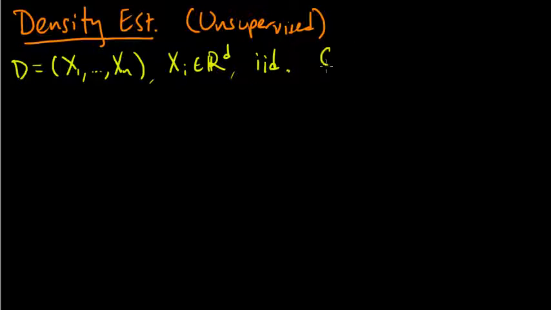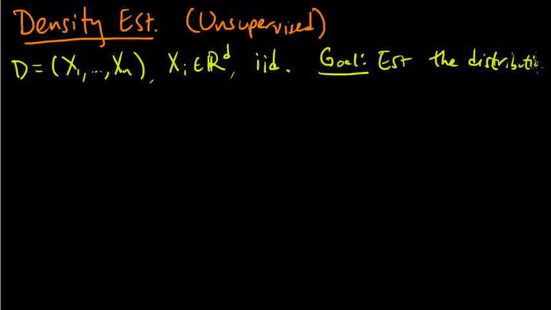Now the goal: what do we want to do? We want to estimate the density of these things. So if these were distributed according to some distribution p, then we would estimate the distribution. And we're going to think about this from a probabilistic perspective. These are random variables.